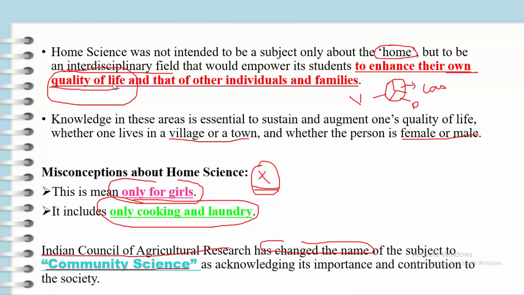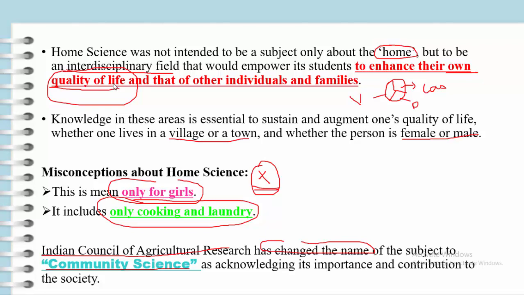By the name, you might think that it is exclusively about home, but as you have seen, the areas of textiles, resource management, food and nutrition, it's an interdisciplinary field. It will help you to enhance your own quality of life. For example, we'll be eating whatever food we like, but if you have the knowledge of food and nutrition, you can divide your meal into carbohydrate rich, protein rich, maybe vitamin or mineral rich food, which will actually improve the quality of life of you and your family members. So this knowledge, irrespective of whether you are male or female, irrespective of where you actually stay, will help us to have a better life.